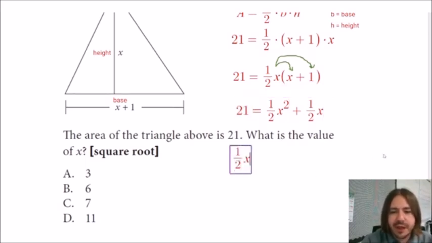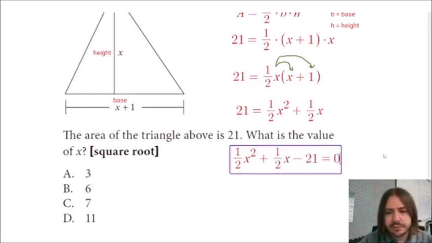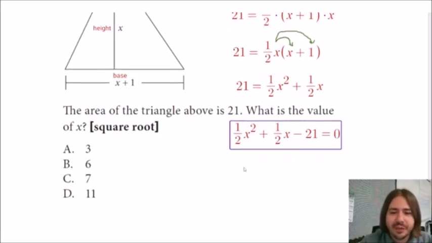That's going to leave me with 1/2 x squared plus 1/2 x minus 21 equals 0. Now the fractions I'm going to try to get rid of. It's kind of annoying to have those fractions in there, and factoring will be way easier without them. So I'm going to multiply both sides by 2.